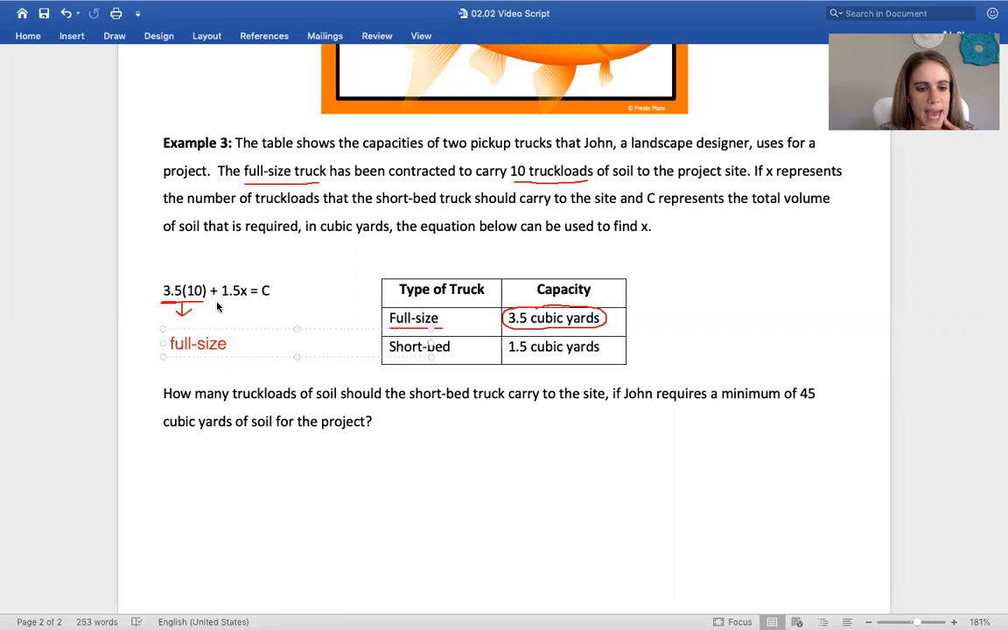All right, then it's being added to 1.5x. Well, what's that 1.5? Right here. So 1.5 cubic yards is how much a short bed truck can carry. And then it has the variable x. So I must not know how many truckloads. And actually, that does match the question because the question wants to know how many truckloads of soil the short bed truck should carry. So this, my unknown variable, my x, represents the short bed truck.